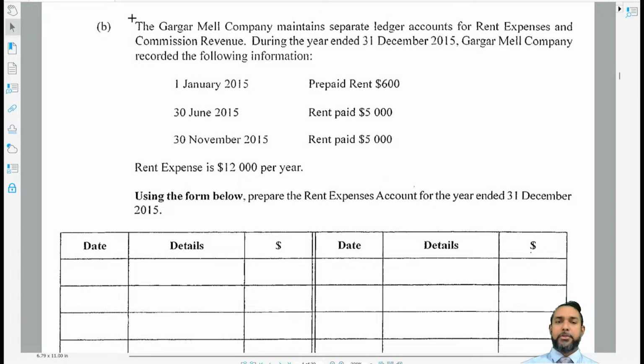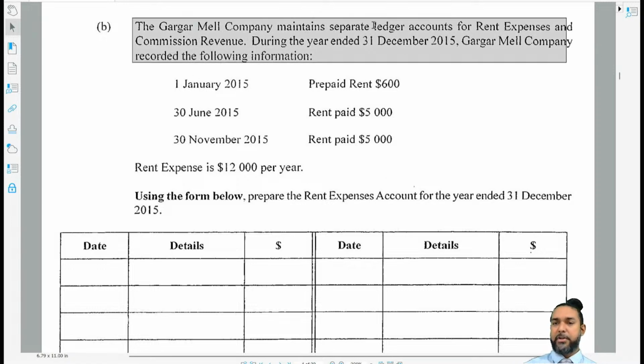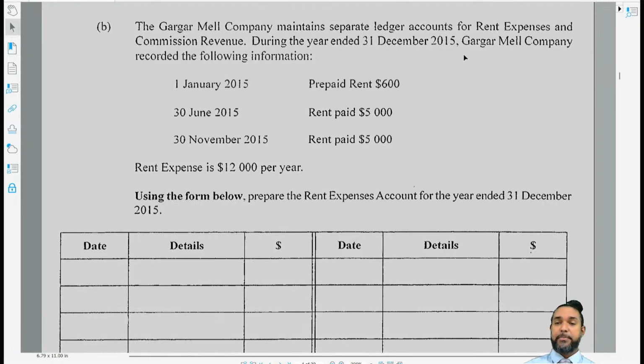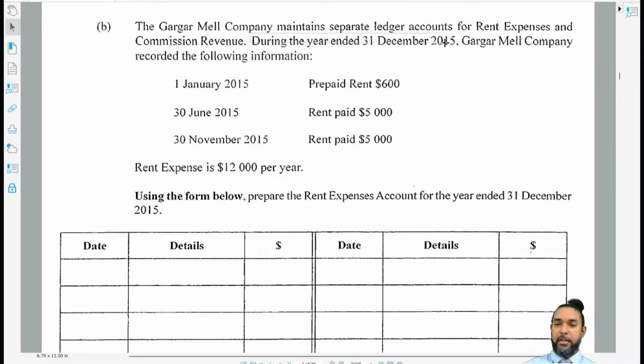Sorry, guys. Right, so the Gargamel company maintains separate ledger accounts for rent expense and commission revenue. During the year ended the 31st of December 2015, Gargamel company recorded the following information. So 1st January 2015. The year ended December 31st, so what is the 1st of January relative to that? That is the start of the year. If the end of the year is the 31st of December, which coincides with our calendar year, it means that the 1st of January 2015 was the start of the year.